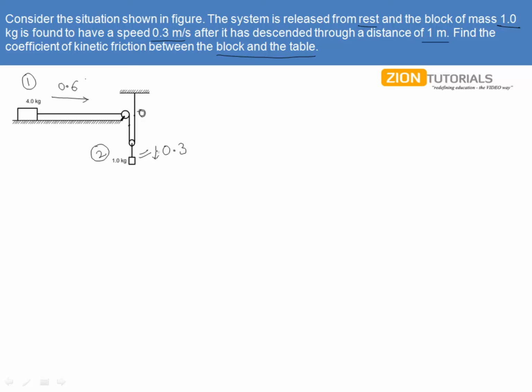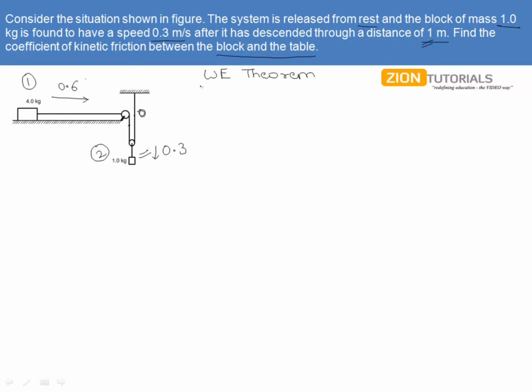Now we have been given the distance, so we can easily find out the work done by the gravitational pull over this block. We can also find out the work done on this block in terms of mu, which we need to find out. So it is quite clear that we can apply the work energy theorem over here, because velocities have also been given. So let us proceed with that. This gives us the idea that we should employ the work energy theorem for this question.